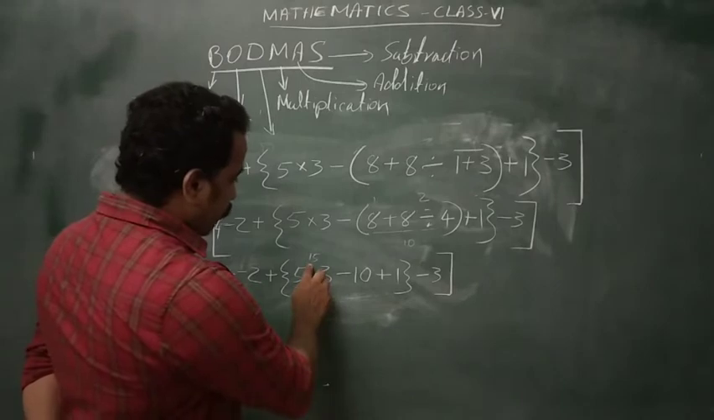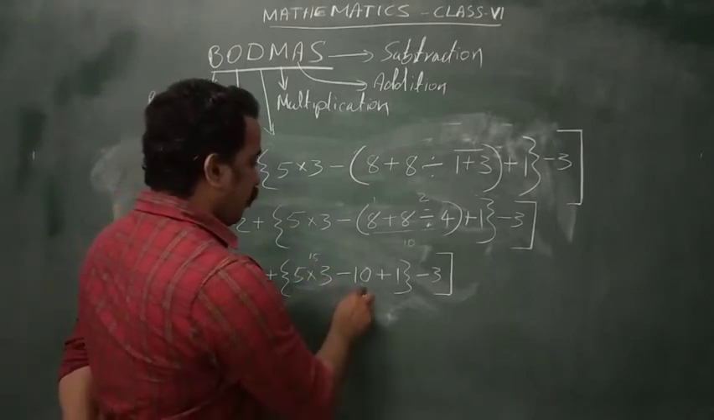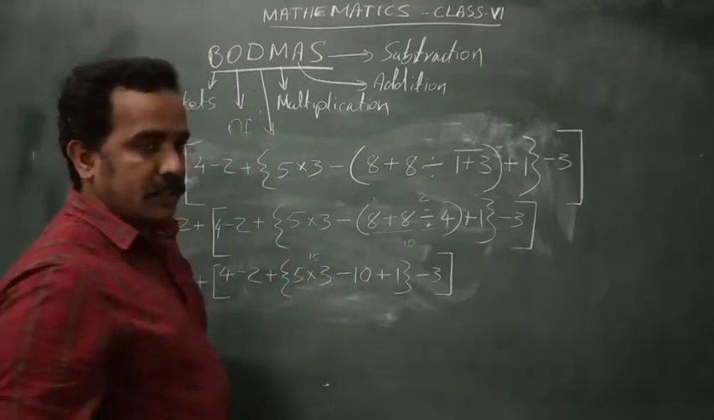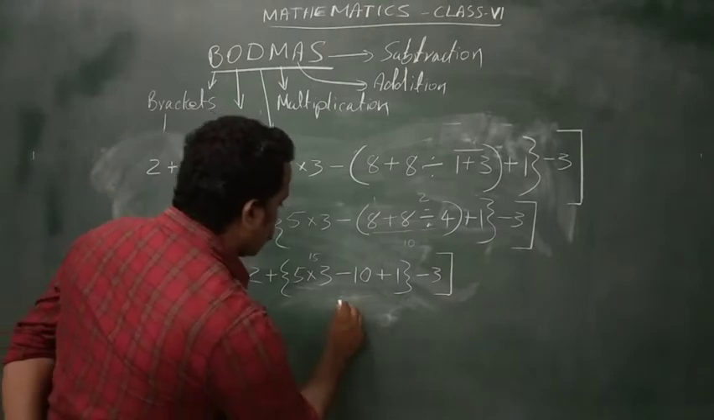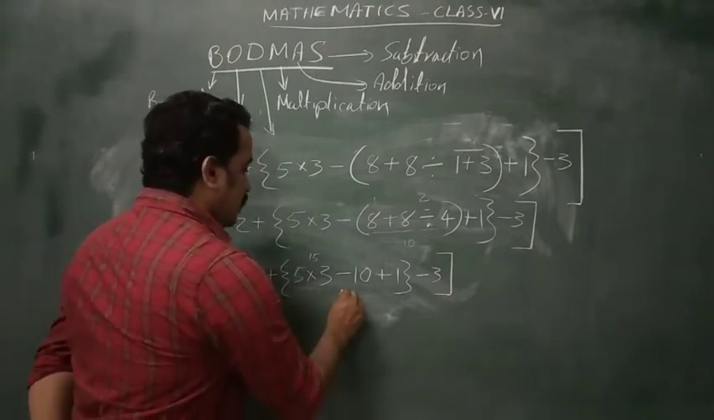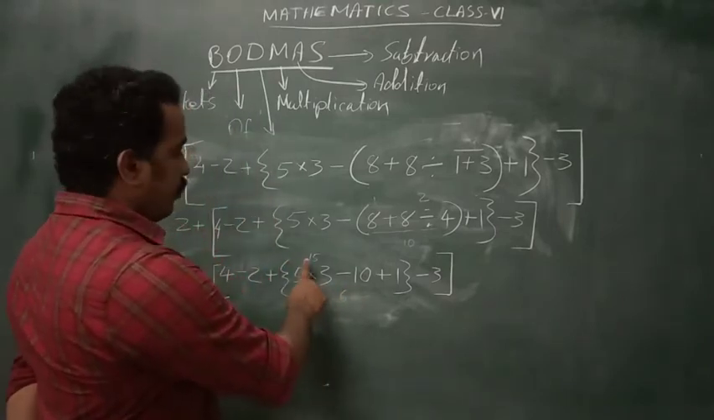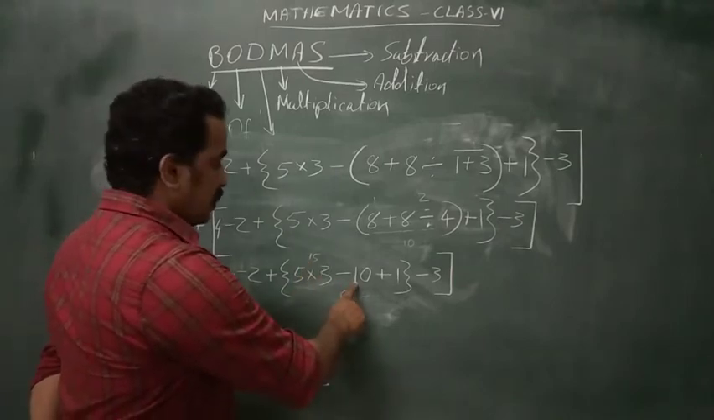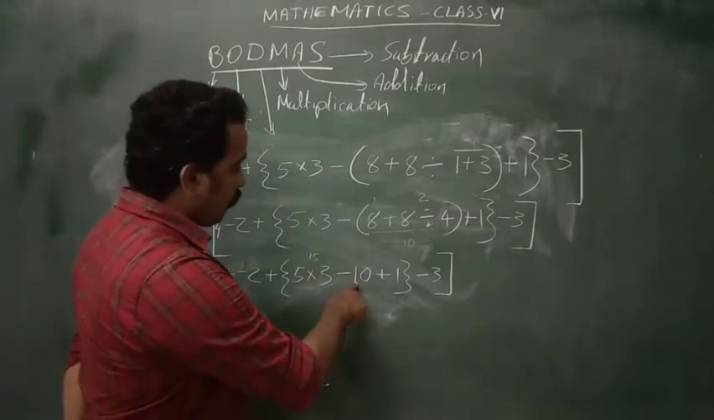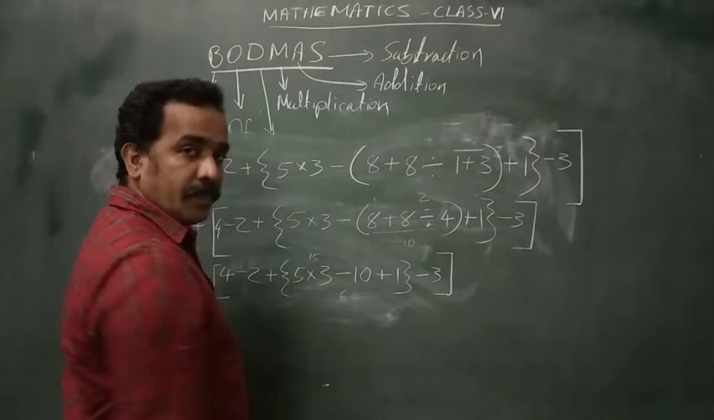So 15 minus 10, 5. 5 plus 1, 6. So the value of this curly bracket is 6. 5 into 3, 15. 15 minus 10, 5. 5 plus 1, 6.